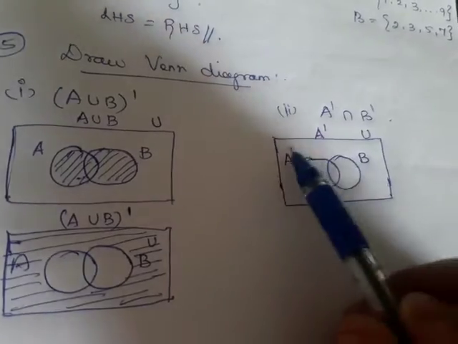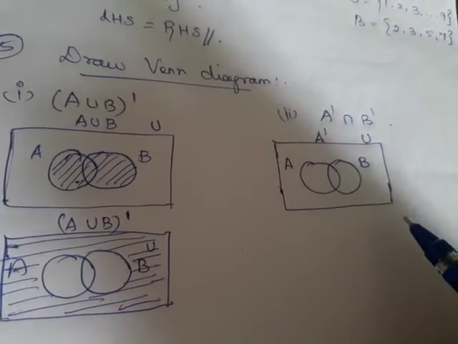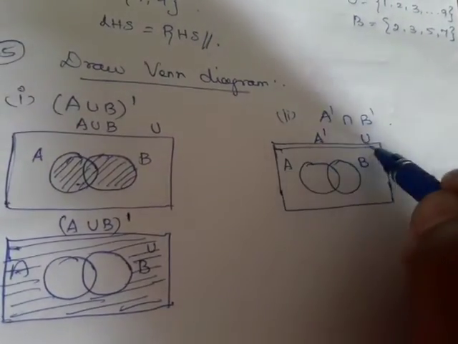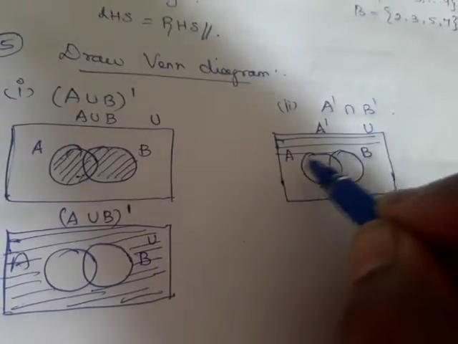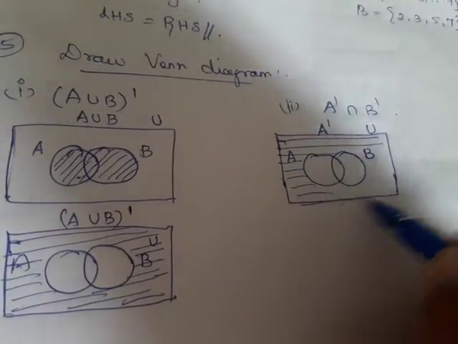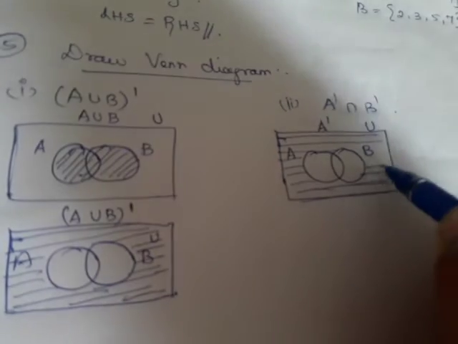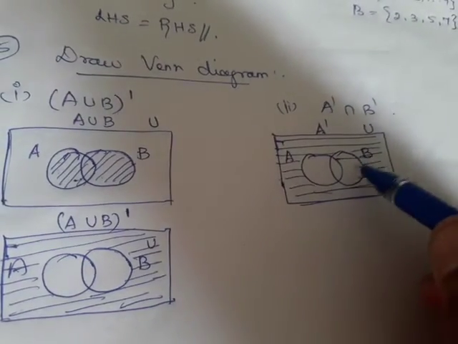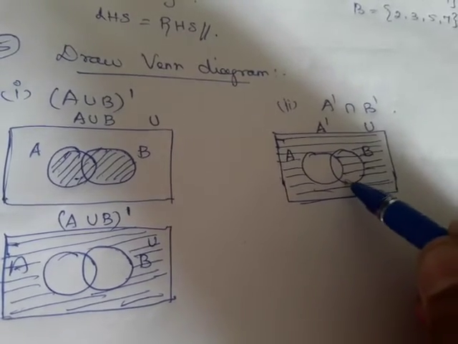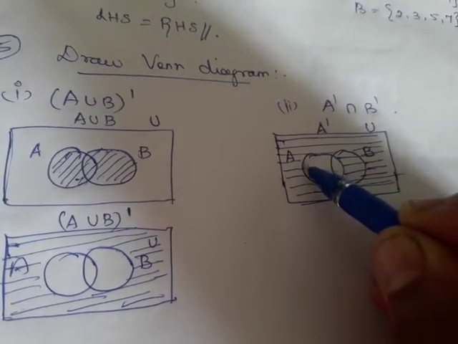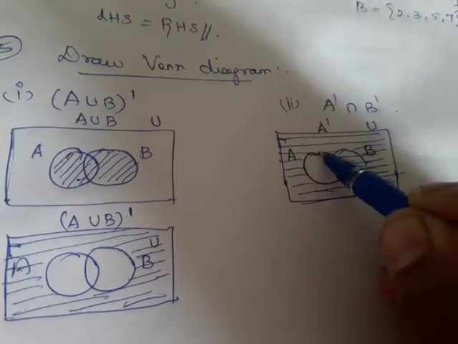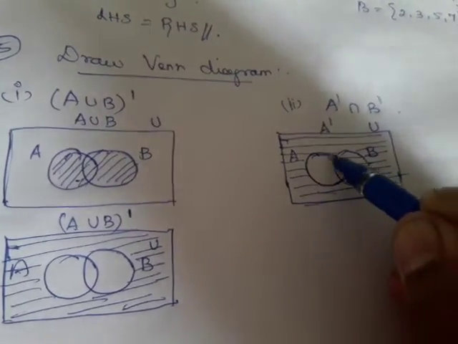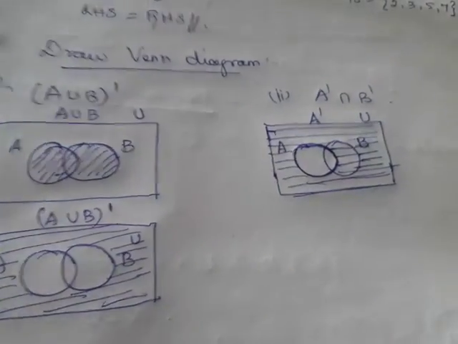A dash means, leaving the region of A, we should shade the remaining regions of U. So leaving A, we are going to shade the remaining region of U. And B is also there in U only, right? So the region of B also should be shaded. This is only our A. So leaving A, the remaining things should be shaded, right?